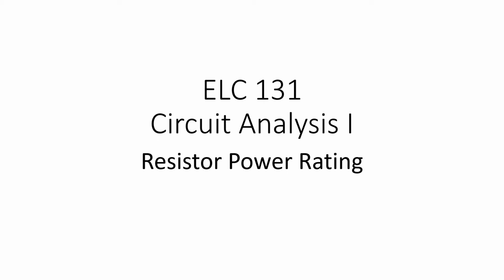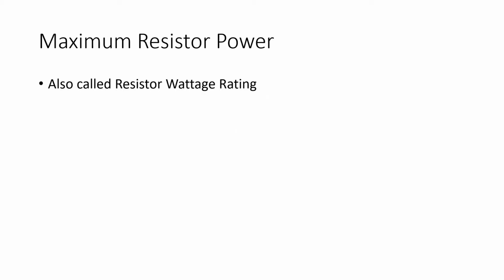This is ELC131, Circuit Analysis 1, and we'll finish up our discussion of power by looking at resistor power ratings. Now, the maximum power that can be dissipated by a resistor, also referred to as the resistor wattage rating, tells us that resistors can fail or degrade if they're too hot over a period of time. And what we mean by degrade is their value of resistance will change.